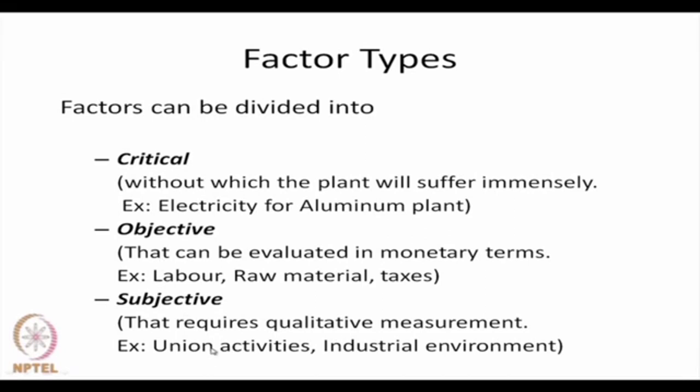Now, a subjective factor or an objective factor could also be critical. Hence, if a factor is critical, then there must be enough of that factor available in that location for it to be considered a candidate location. If the amount of that factor, which is the bare minimum for setting up the plant, is not available in a location, then that particular location should not be considered a candidate location. That is how a critical factor is decided.